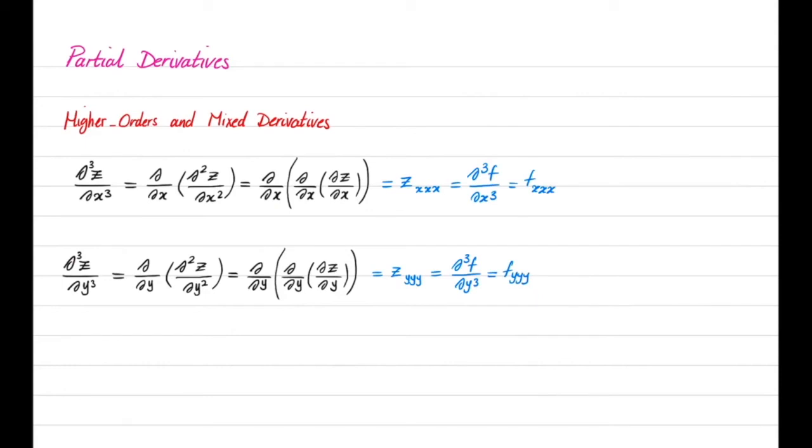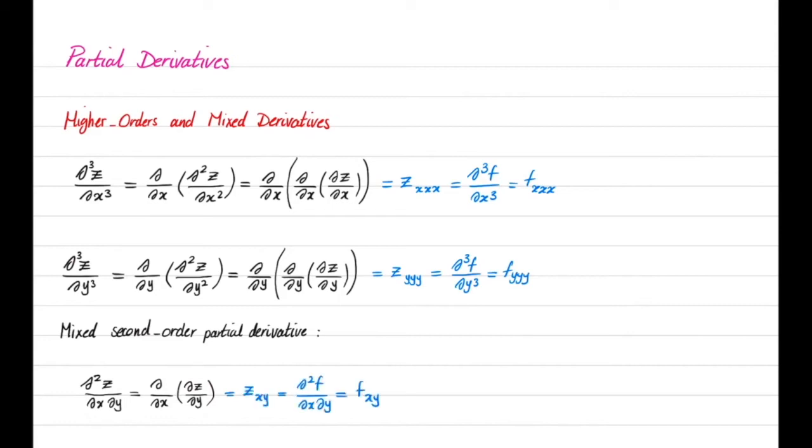But what about the mixed partial derivatives? Here is the second order mixed partial derivative, where we need to find the partial derivative of z with respect to y and then find the derivative of that with respect to x. Also, these have some alternative symbols. Again, instead of fraction, we can write sub, and instead of z, we can write f.